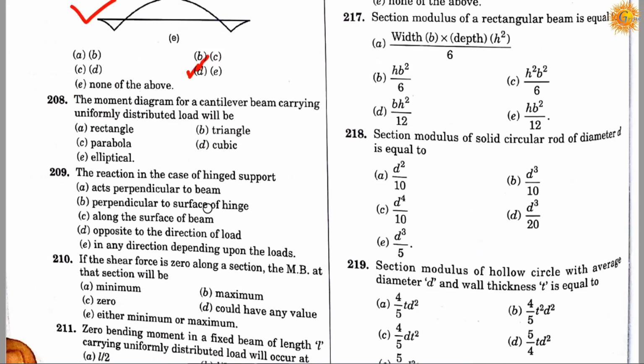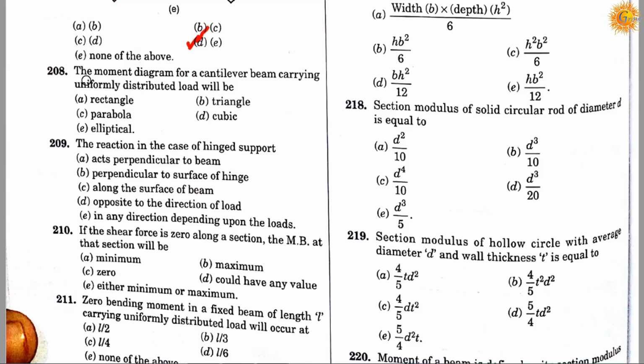Question number 208. The moment diagram for a cantilever beam carrying uniformly distributed load will be: option A is a rectangle, option B is a triangle, option C is a parabola, option D is a cubic, option E is an elliptical. So correct answer is C, it will be parabola.